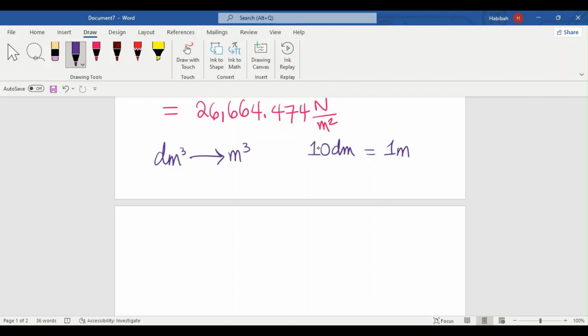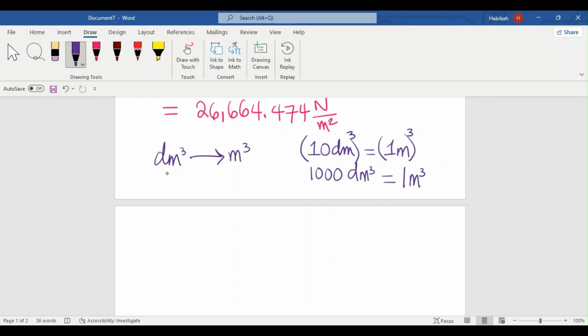So in order for you to go from decimeter to decimeter cubed, and for you to go from meter to meter cubed, you just have to cube the standard information that we know. So we're going to cube this. We know 10 times 10 times 10 will give us 1000. dm times dm times dm will give you dm cubed, and 1 times 1 times 1 will give you 1 meter times meter times meter, which is meter cubed.